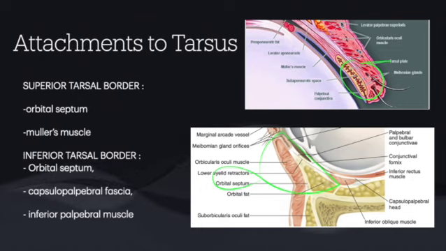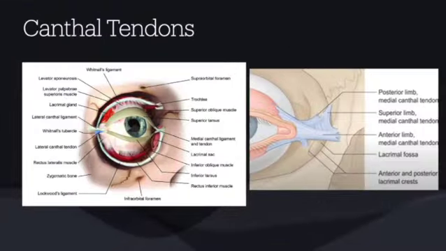In this picture you see the capsulopalpebral fascia is formed as fibers from the inferior rectus muscle extend forward, enveloping the inferior oblique muscle, finally forming the Lockwood ligament. This continues anteriorly to attach to the orbital septum and the inferior conjunctival fornix, inserting onto the inferior tarsal border. Let us see the canthal tendons.